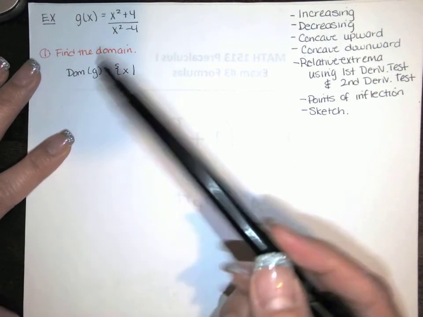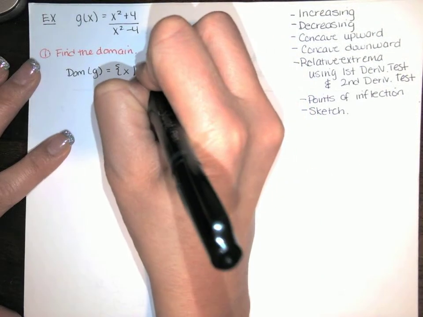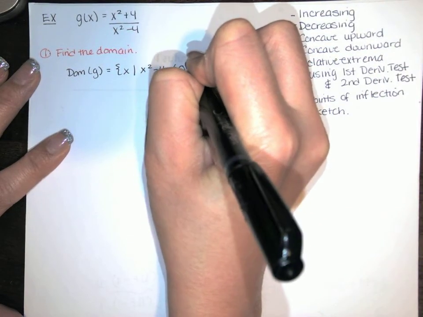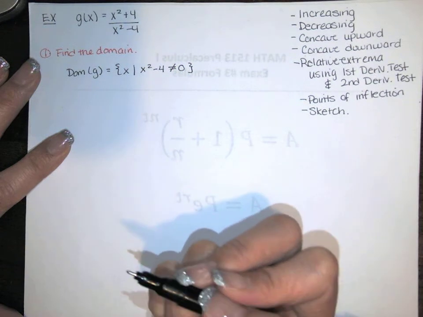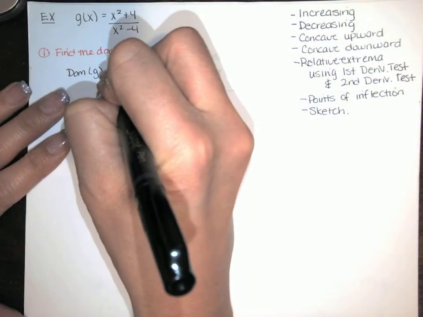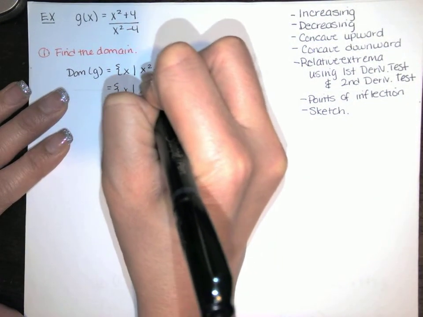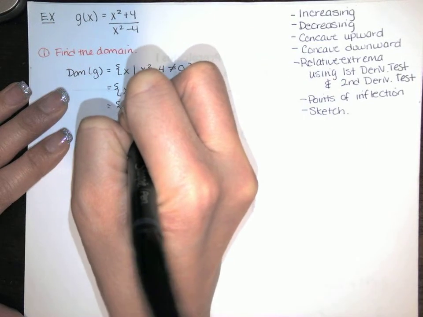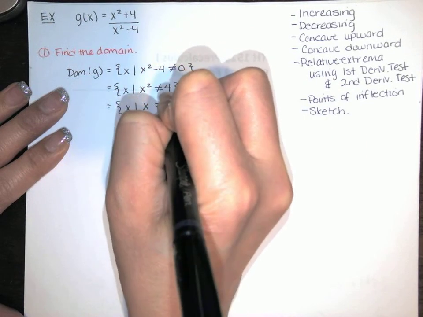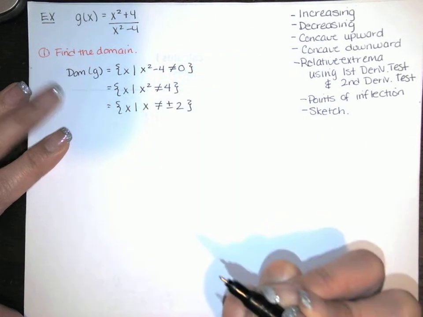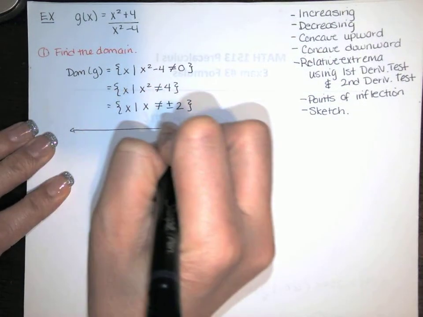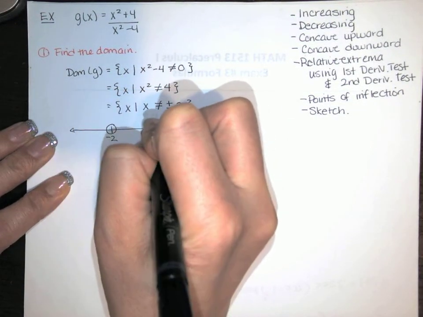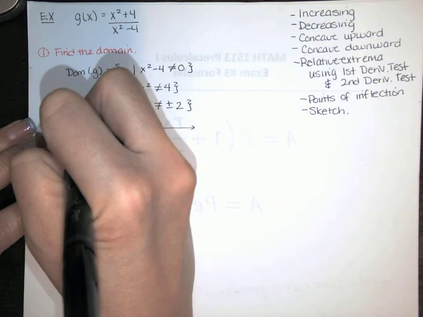So the domain is the set of all x such that x squared minus 4, that denominator, is not equal to 0. So you set the denominator not equal to 0 and solve for x. That means x squared is not equal to 4. If you take the square root of both sides, don't forget the plus or minus, you get x is not equal to plus or minus 2. So here's our domain. It's everything except negative 2 and 2.